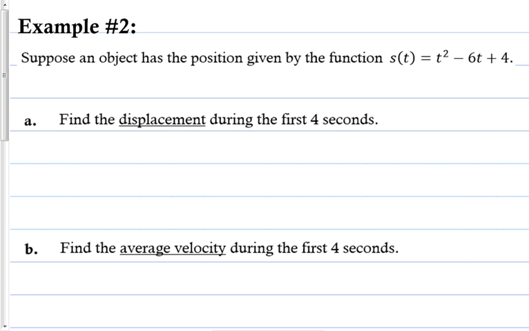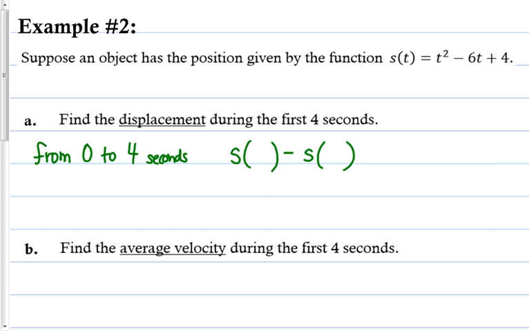Example 2, suppose an object has the position given by the function s of t equals t squared minus 6t plus 4. Okay, A, find the displacement during the first 4 seconds. So how much did it travel within the first 4 seconds? The first 4 seconds means I'm going from 0 to 4 seconds, right? So displacement is basically the position function with a time plugged in minus the position function with the other time plugged in.